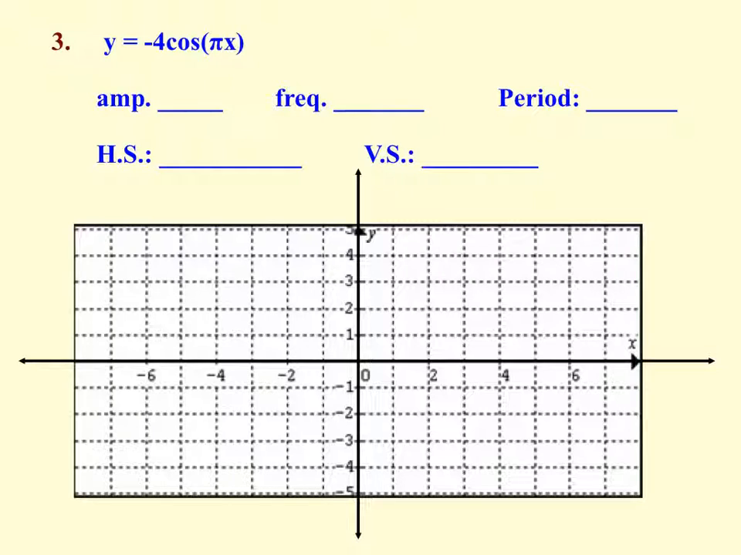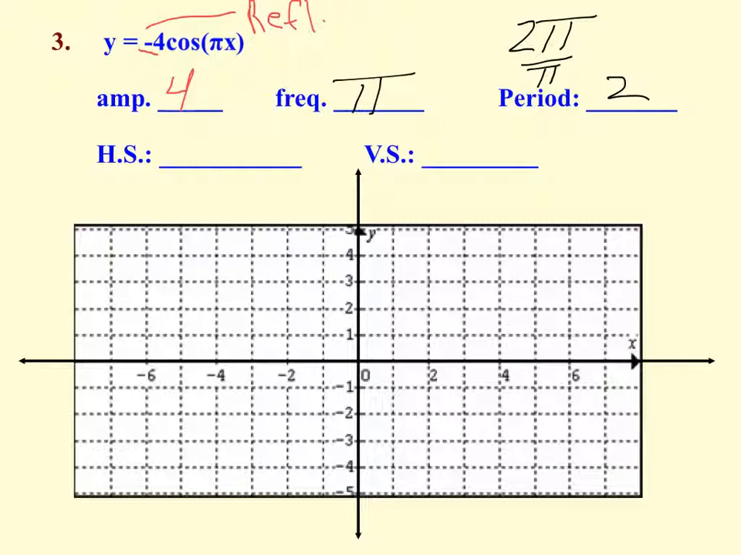Maybe you want to try this example on your own. You can pause and try and fill in the information, and then unpause and continue on. First note, with that negative out front, we have a reflection in the x-axis. The coefficient of 4 indicates that the amplitude is 4. The frequency is pi. And so the period here, remember 2 pi over frequency gives us the period, and so our period is 2. In other words, the graph is going to cycle over every 2 units in the x direction.